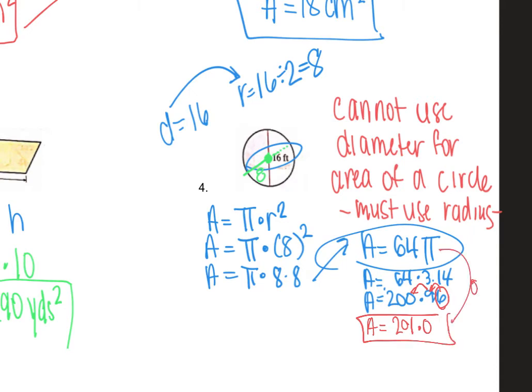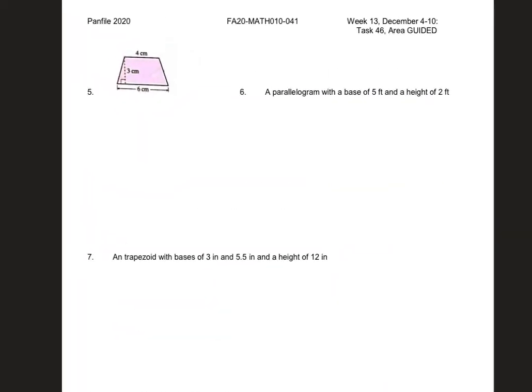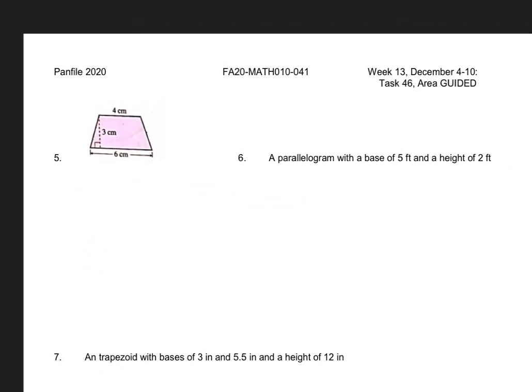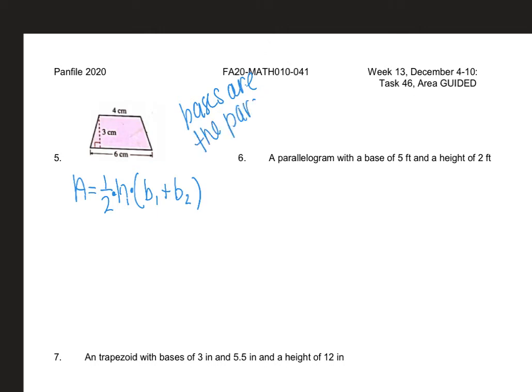So 64 pi or 201.0. And all right, here's my other one that I need to give you the formula for and write on that reference sheet. For a trapezoid, I have the area is 1/2 the height times base 1 plus base 2. Okay, and the bases are the parallel line segments, or the parallel pair.